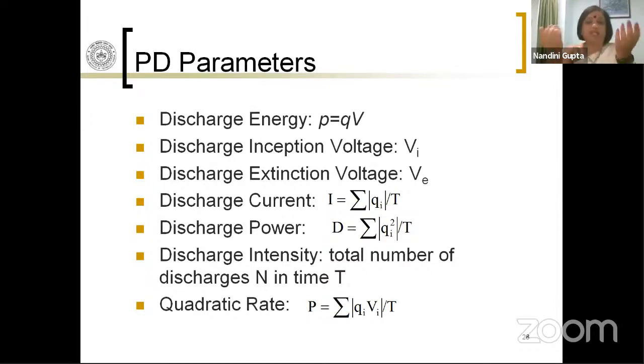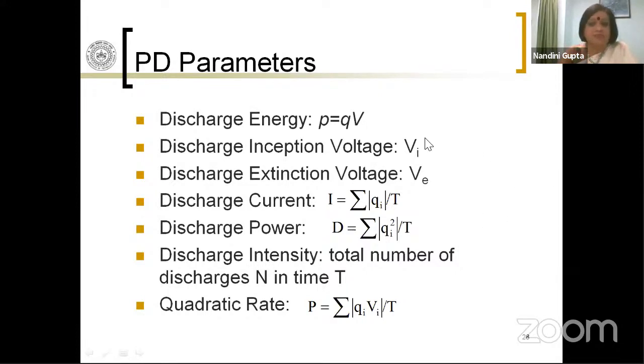You may have more PDs per cycle, you may have larger PDs, etc. All these things will happen. Now, when you keep reducing the voltage again, the steps should be to a certain extent retraceable, and then there will be a certain voltage. When you go below that voltage, there will be no PD observable. That is called the discharge extinction voltage.